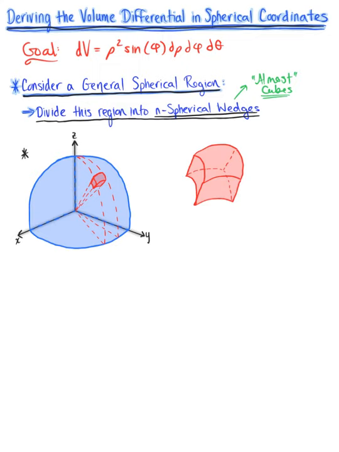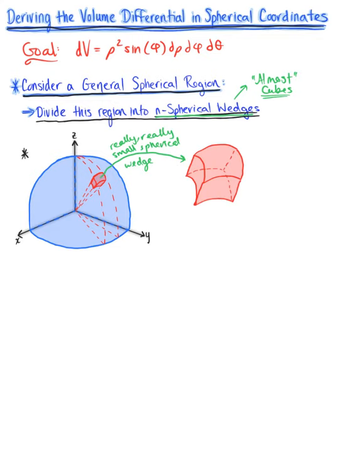So below, I've indicated one such spherical wedge. And so let's take this spherical wedge, this really, really small spherical wedge, and blow it up. So it's a really, really small spherical wedge, or almost cube. So if it's an almost cube, we need to think about the change in the length, the change in the height, and the change in the width.